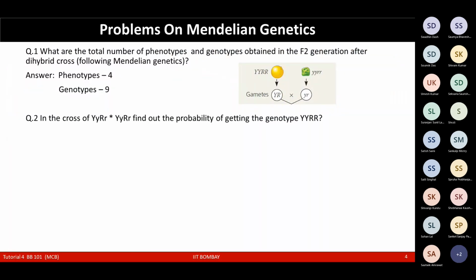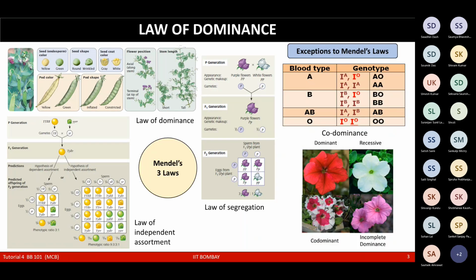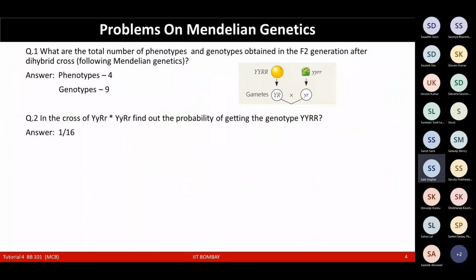Yes. Another question: in the cross of capital Y small y and capital R small r with capital Y small y and capital R small r, what is the probability of genotype capital Y capital Y R R? 1/16. Yeah, it's 1/16.